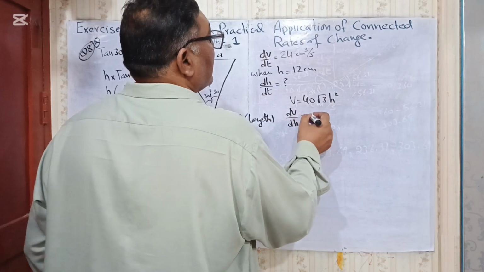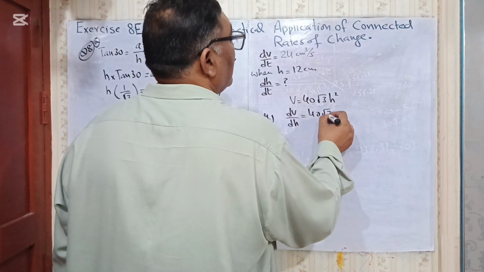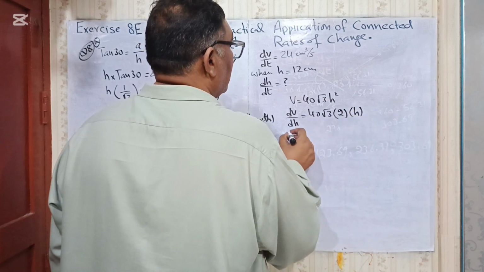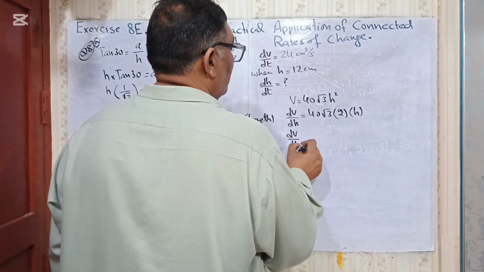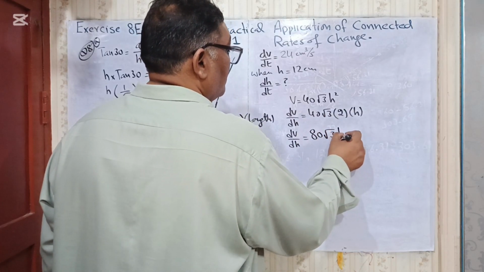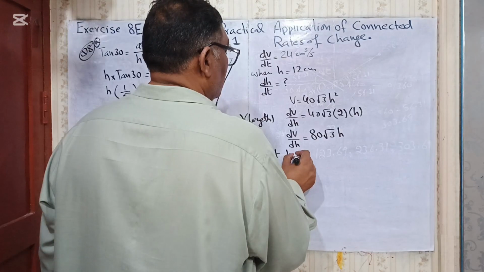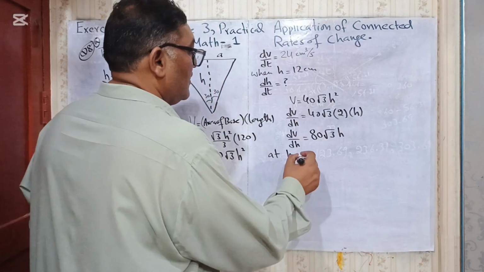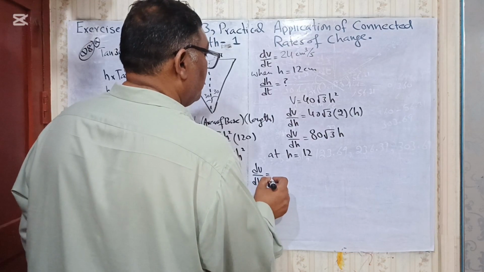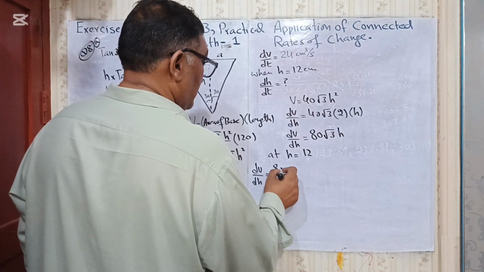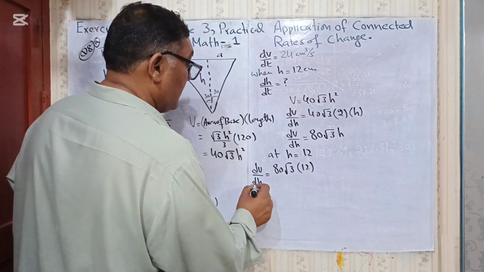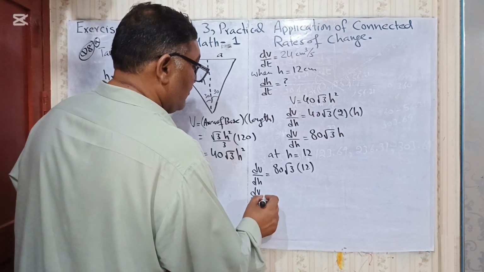Okay, so very simple. I know the formula for the volume, I can differentiate it. I know that V is given by the formula 40 under root 3 h square. So I can find dV by dH, and that will be equal to 40 under root 3, and the 2 will come on the side, the h power will be decreased by 1. So dV by dH will become 80 under root 3 h.